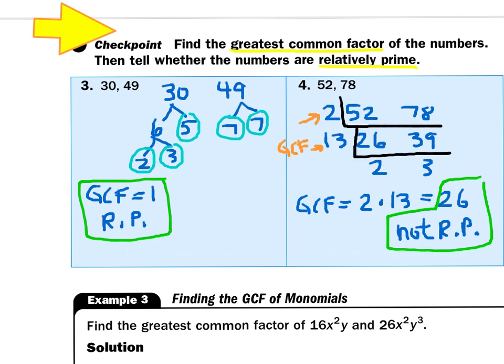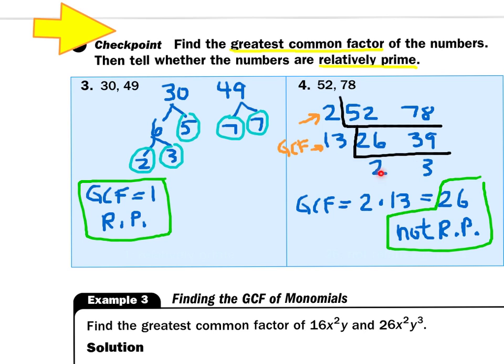So I wrote 52 and 78, and I did my upside down division because I saw they were even. So I took the 2 out, and I divided. That left me with 26 and 39. Now 26 and 39, those are a little bit tricky, but if you think about it, 13 goes into both of them. So I put a 13 on the outside and I divide. 26 divided by 13 is 2. 39 divided by 13 is 3.